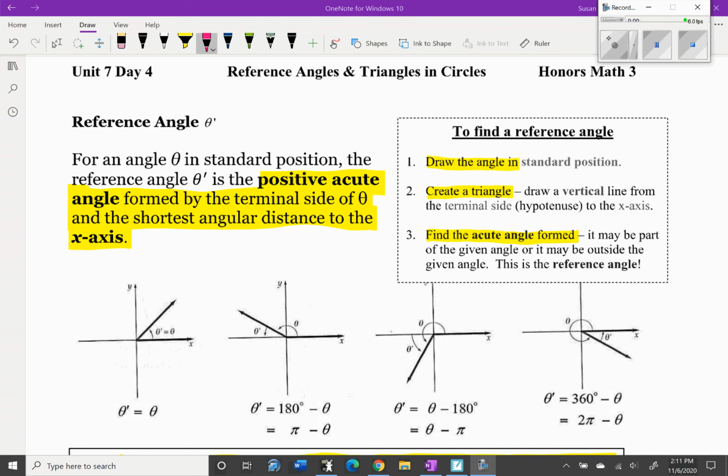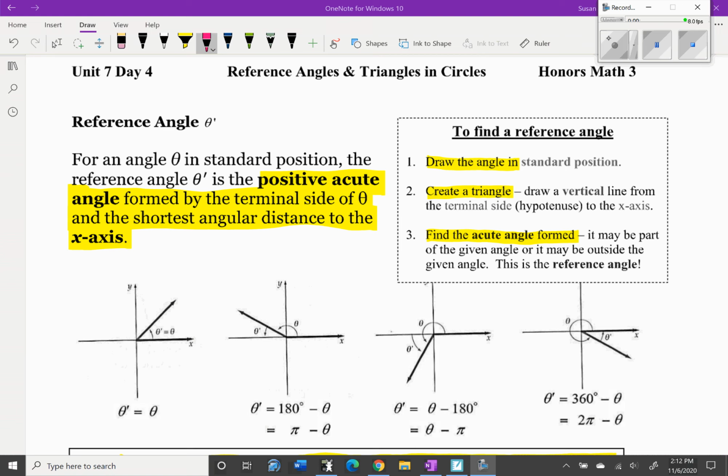Today we're going to talk about reference angles and triangles in circles. For an angle theta in standard position, the reference angle, theta prime, is the positive acute angle formed by the terminal side of theta and the shortest angular distance to the x-axis. So to find the reference angle, you want to draw the angle in standard position, create a triangle, draw a vertical line from the terminal side to the x-axis, and then find the acute angle formed.